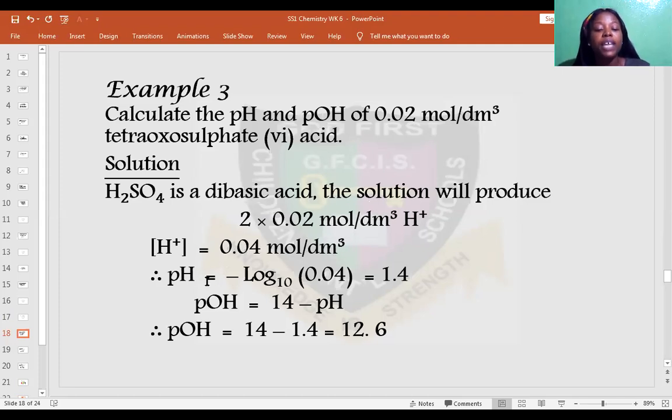So therefore, pH is equal to minus log 0.04. If you take the log of 0.04, it will be equal to 1.4. 1.4, that's the pH of the solution.